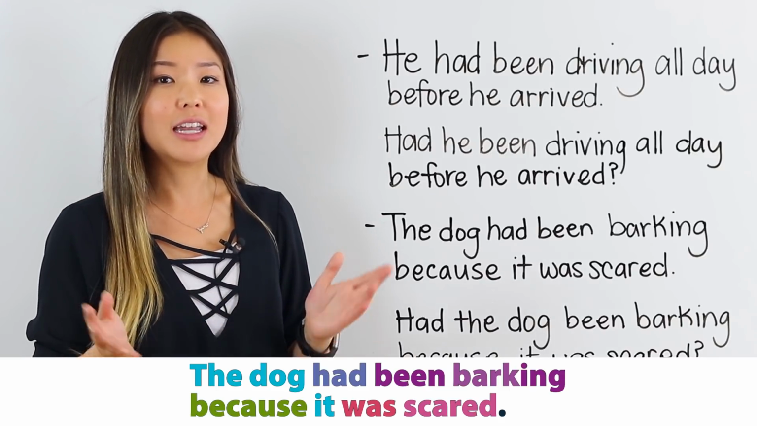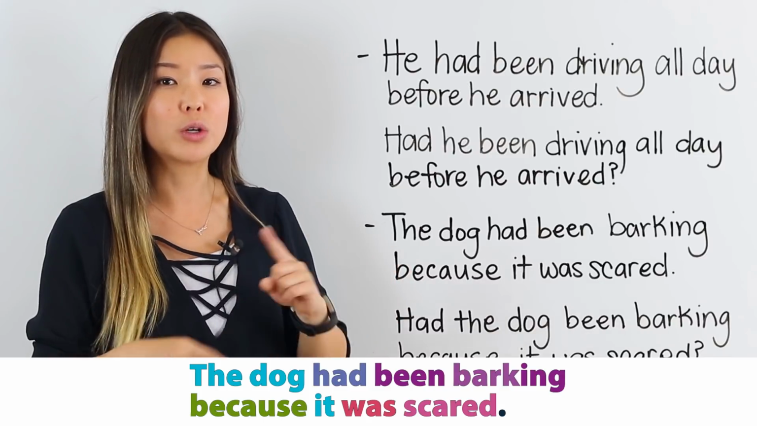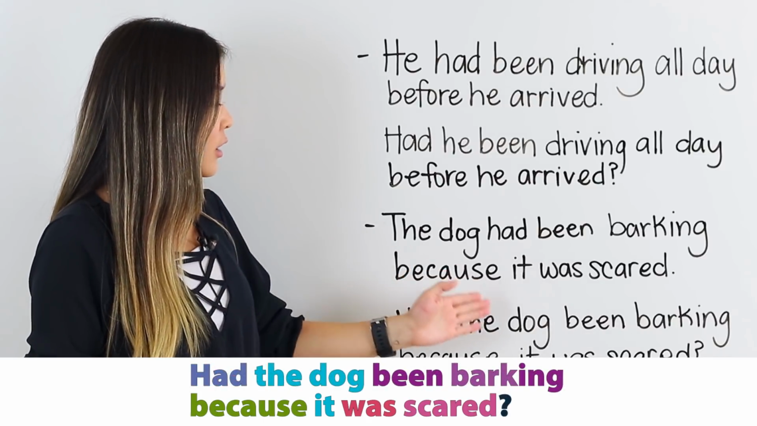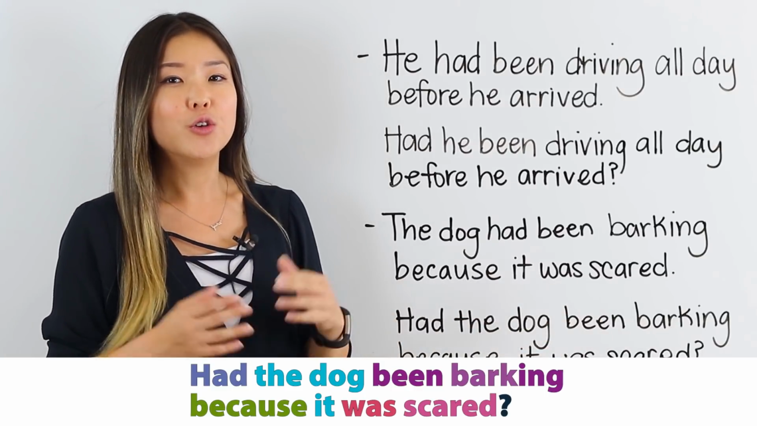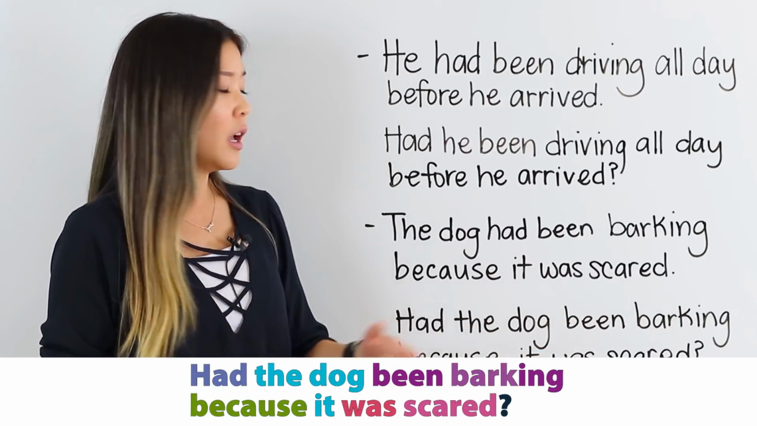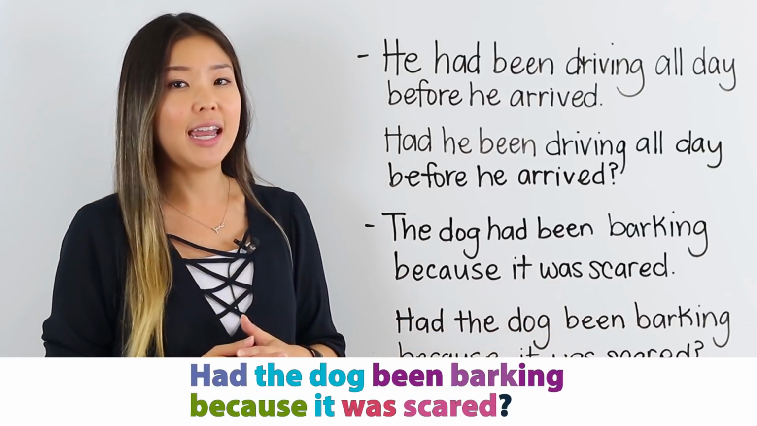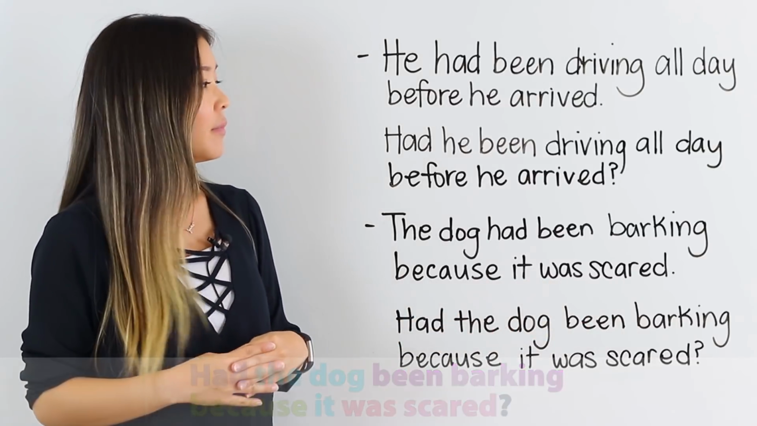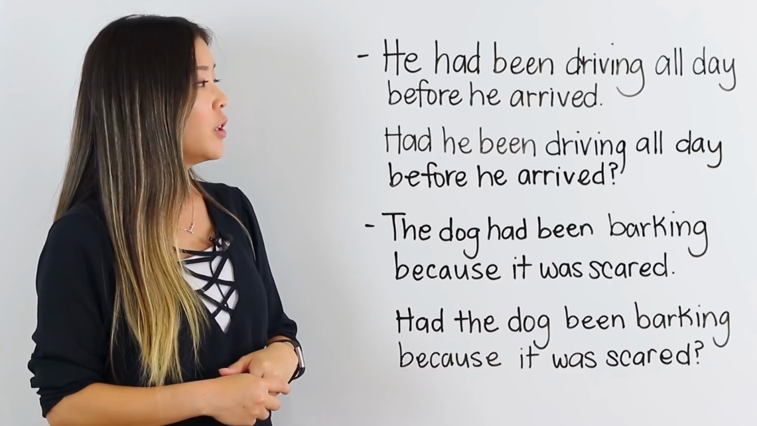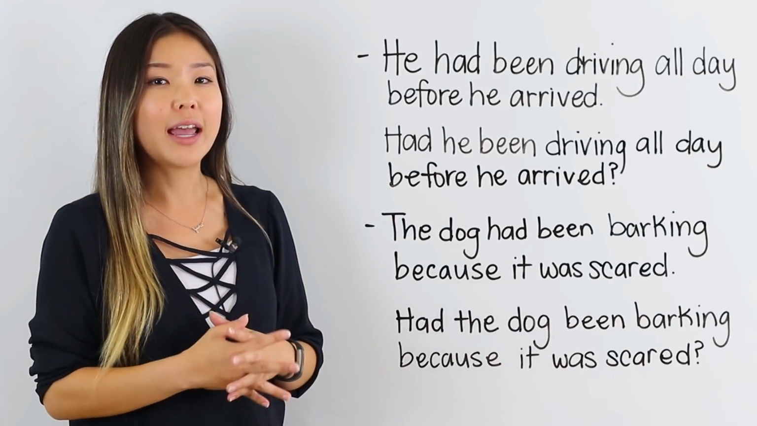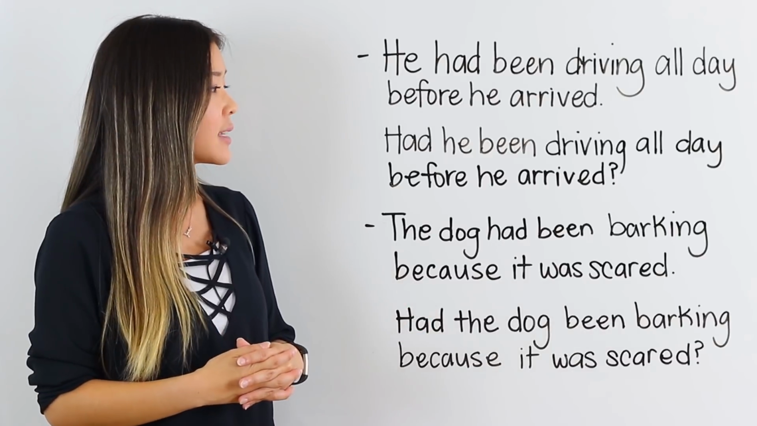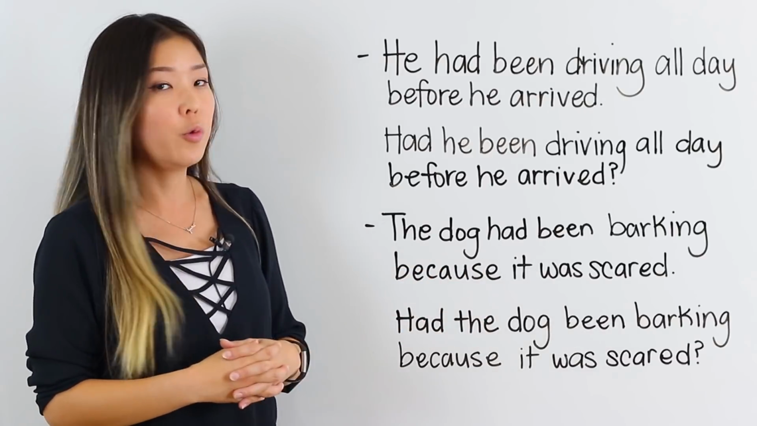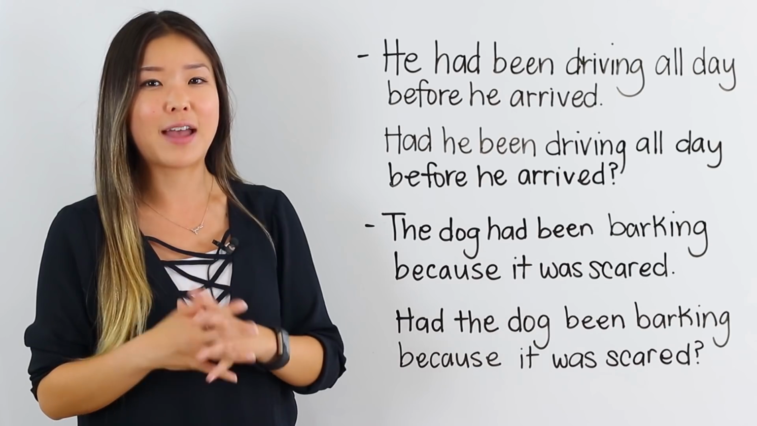To turn this into a question, again, we switch the order. Had the dog been barking because it was scared? You'll notice that in the question, the rest of the words stay in the same place. Now, in the first question, we're asking how long an action happened or how long it was ongoing in the past. And in this question, we ask about cause and effect.